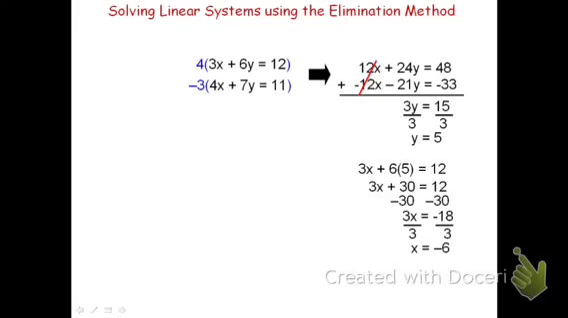And this I can use to write my solution. The solution in this case as a coordinate would be negative 6, 5. One last time, don't forget, that's the point of intersection. The whole point for solving a system of equations is to find that point of intersection.